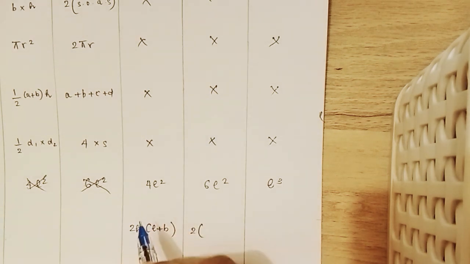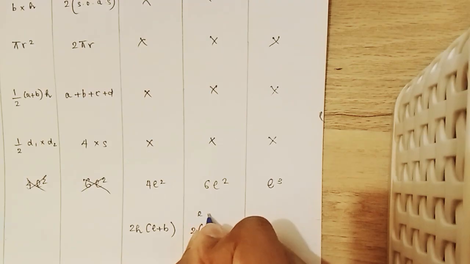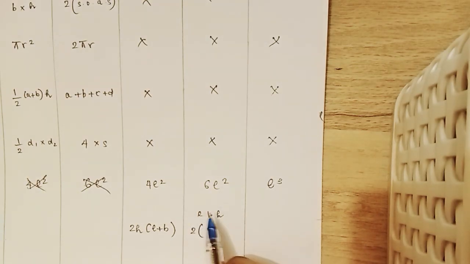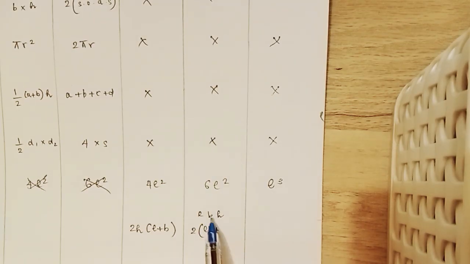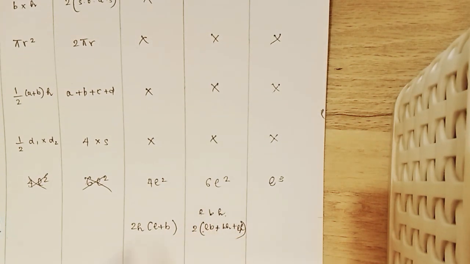What do you mean by everything meets up? You know there are 3 dimensions, L, B and H. So everything shakes hands. L and B shake hands, so LB, plus B and H shake hands, so BH, plus L and H shake hands, so LH. So 2 into LB plus BH plus LH is the TSA of a cuboid.